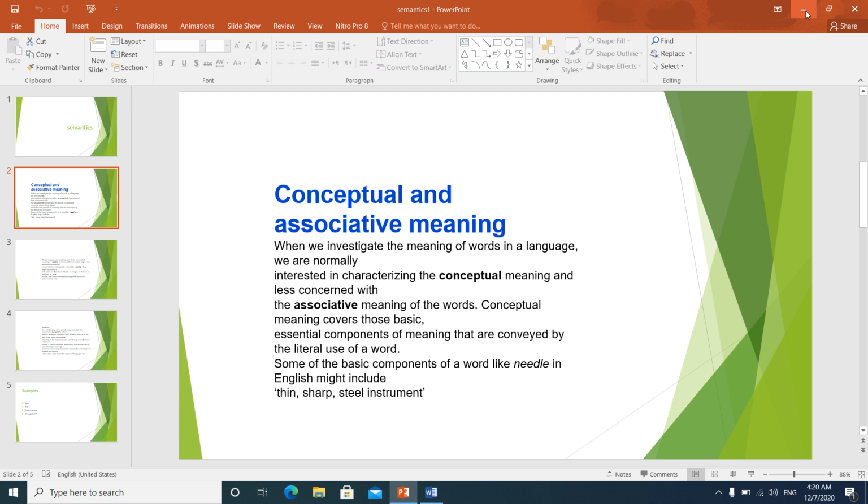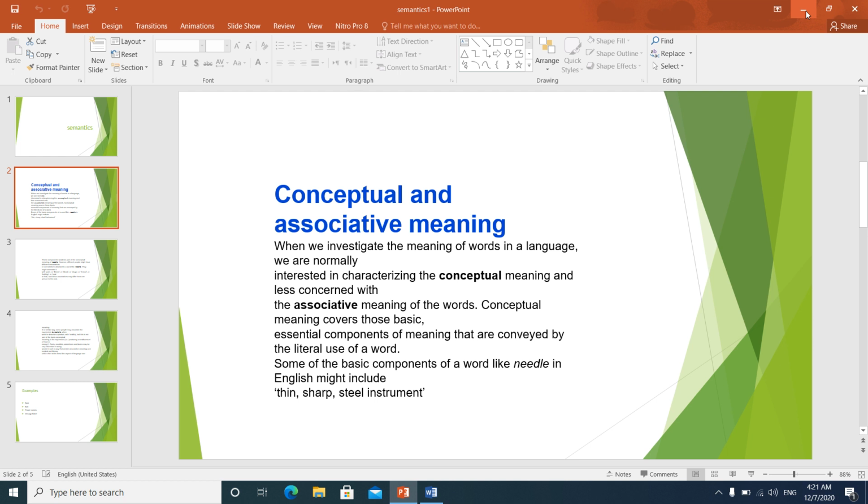We have two types of meaning in semantics. And of course, there are different types of semantic meaning. We have a chapter in a book written by Leech, called Semantics. This chapter is called Seven Types of Meaning. So we have seven types of meaning in the domain of semantics. But it is not included in our syllabus. Today we shall talk about two different types of meaning, conceptual meaning and associative meaning.